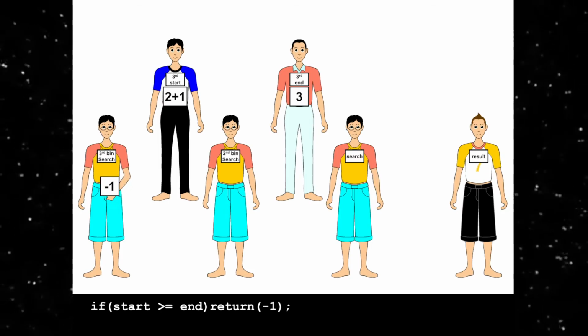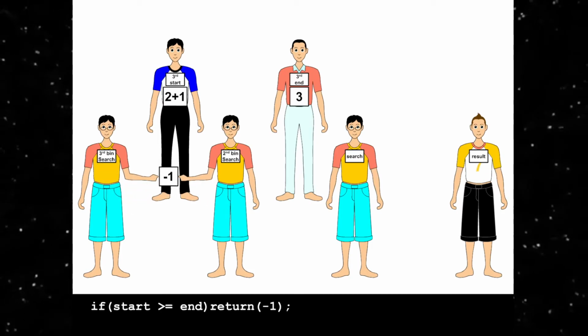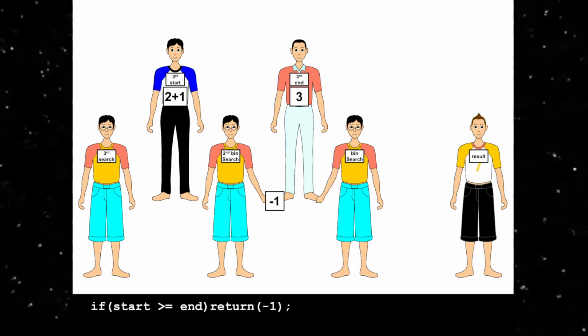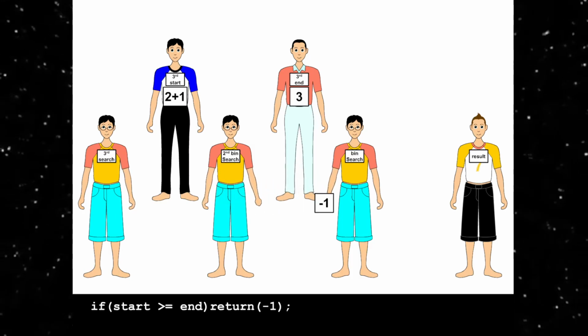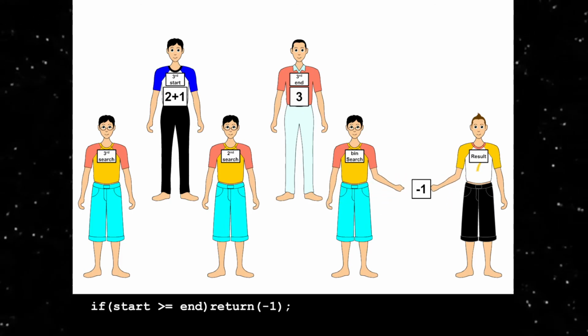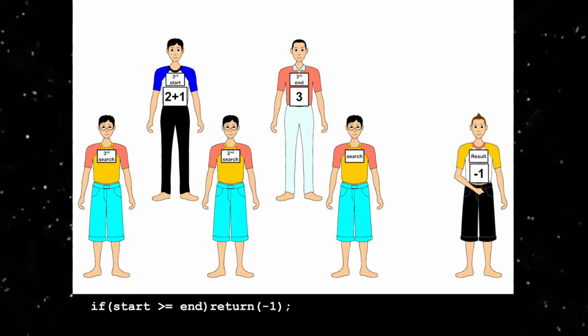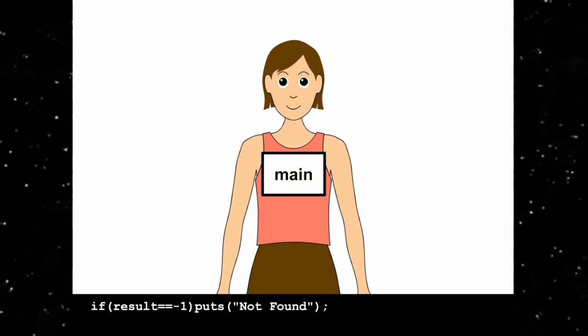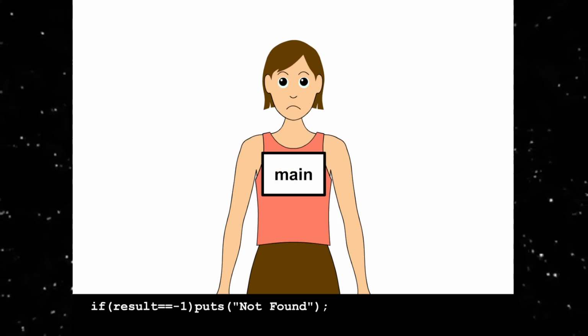Therefore, the third bin search returns -1 to the second bin search. The second bin search returns that -1 to the first bin search. And the first bin search returns that -1 to the main, which puts it into result. The result is -1. Therefore, we print not found.